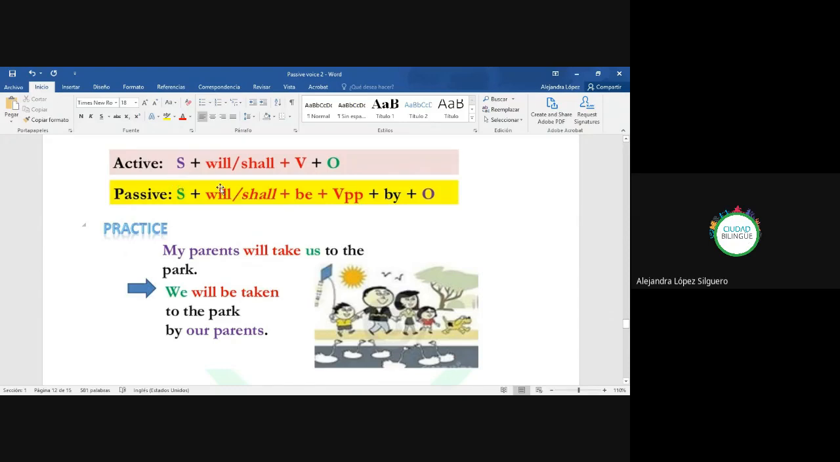Primero el sujeto, después will, después el auxiliar be, ¿sí? El verbo en pasado participio, por eso tenemos VPP, pasado participio. La preposition by, si tenemos un sujeto, y pues el objeto, que pasaría a ser entonces el sujeto, ¿cierto? Básicamente es eso. Yeah, shall is more formal. It is not used in everyday situations, actually.